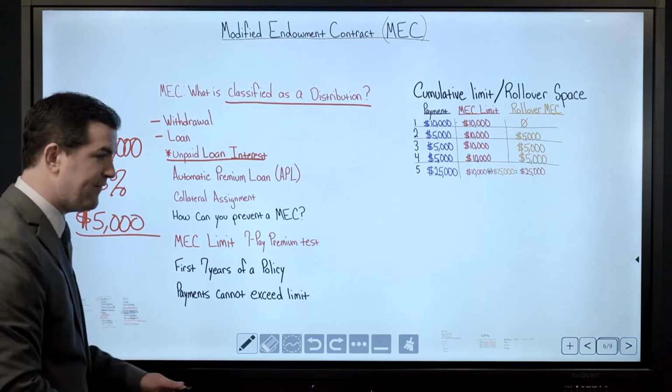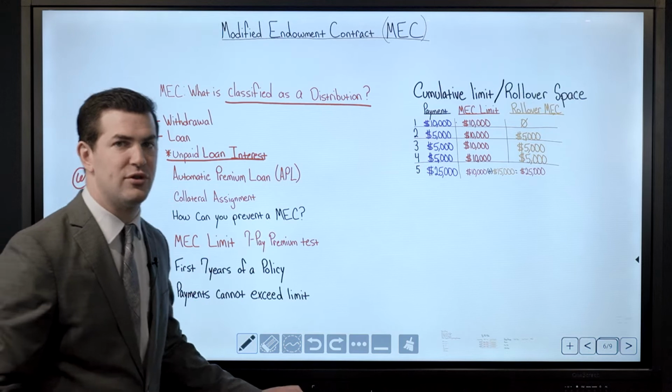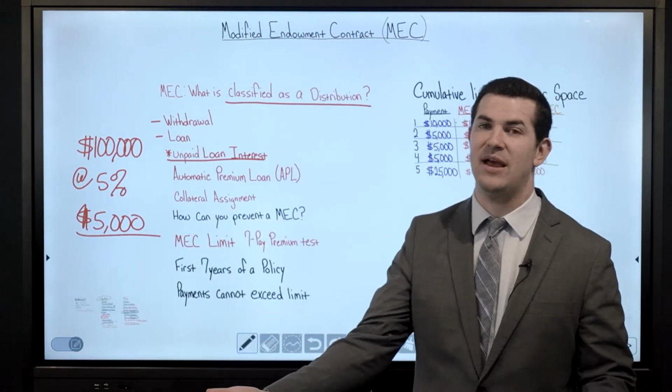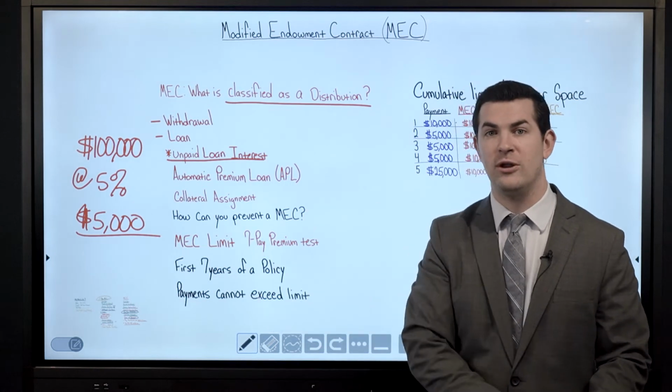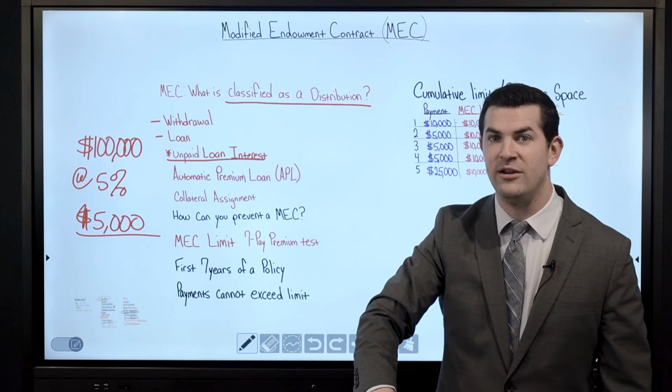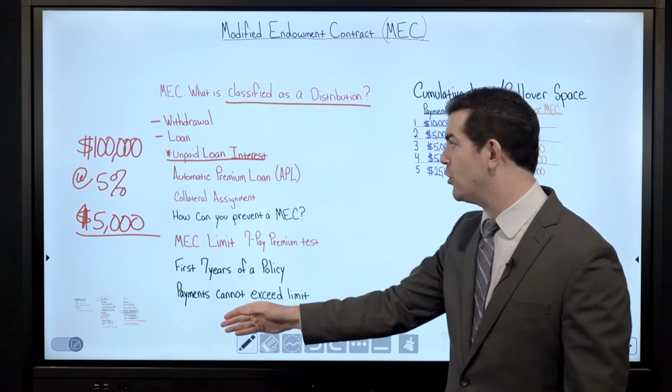$5,000 in loan interest. If you did not pay that $5,000 in loan interest for the year, what's going to happen is you're going to get a 1099 for $5,000 that'll be added to your ordinary income for the year. So unpaid loan interest is taxed as ordinary income each year. If you pay it, you don't have to worry about it.